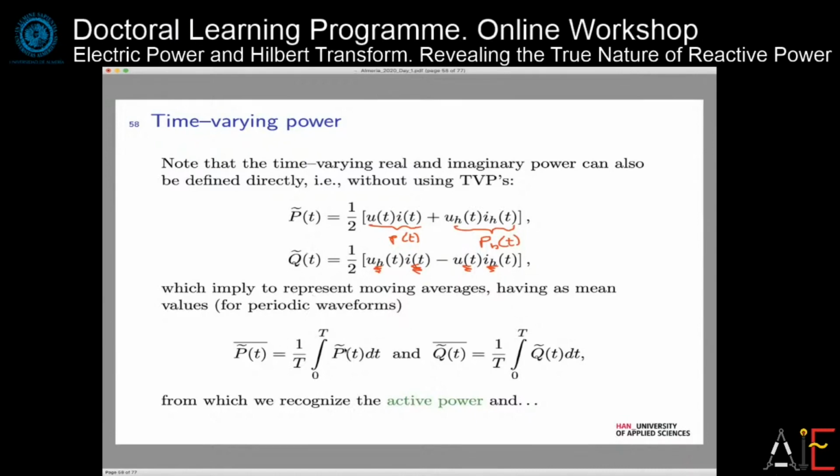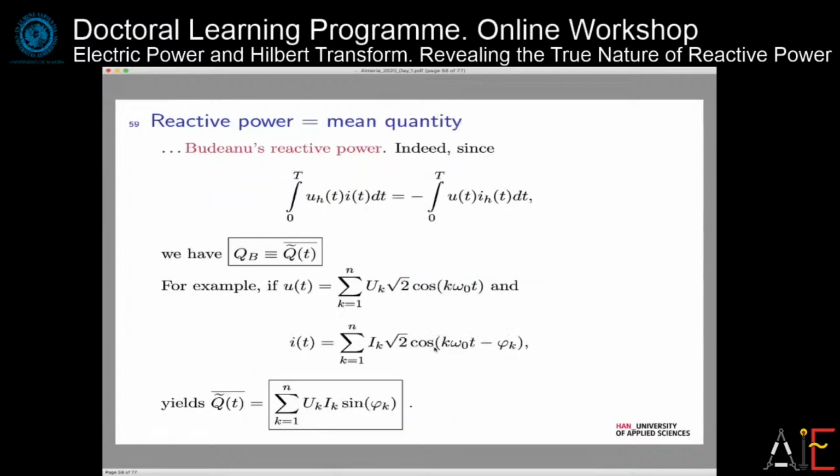If we are dealing with periodic signals, then you can just take the mean quantities. Taking a mean quantity of this guy over here, you just get active power. And if you take a mean quantity of this, so you average just over a cycle, then by noting the asymmetry between those two objects, you actually recover Budeanu's reactive power as a mean quantity.